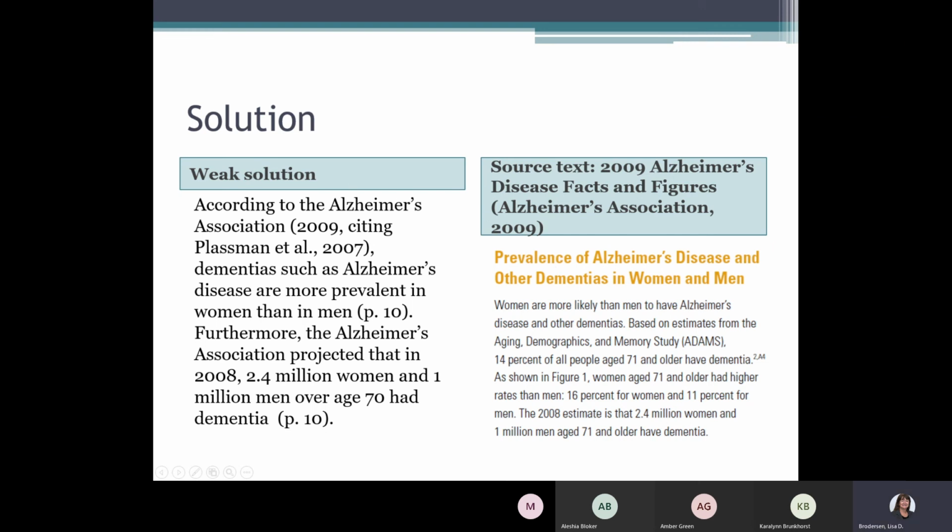So the weakest solution then is to use secondary source citation to give credit to the source cited by the Alzheimer's Association. But the most ideal solution would be to obtain the facts and figures from the primary sources, regardless of the sources of the information. Sufficient paraphrasing would need to be accomplished in order to avoid plagiarism.